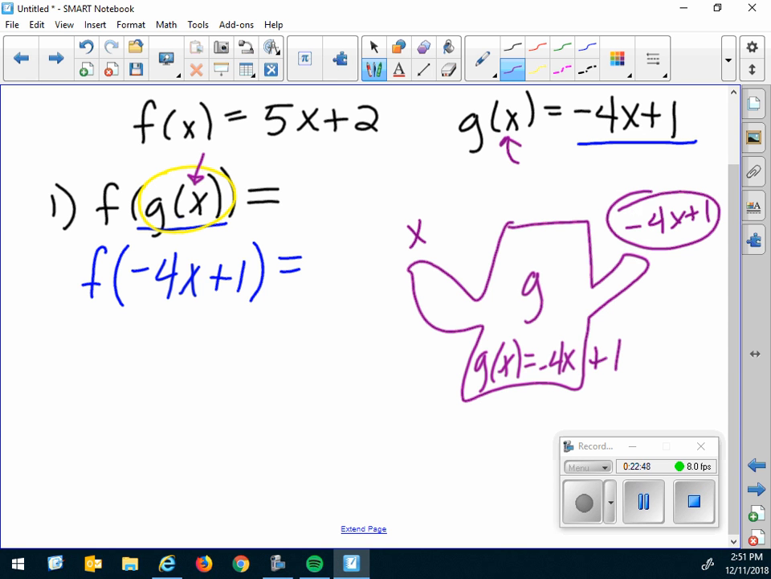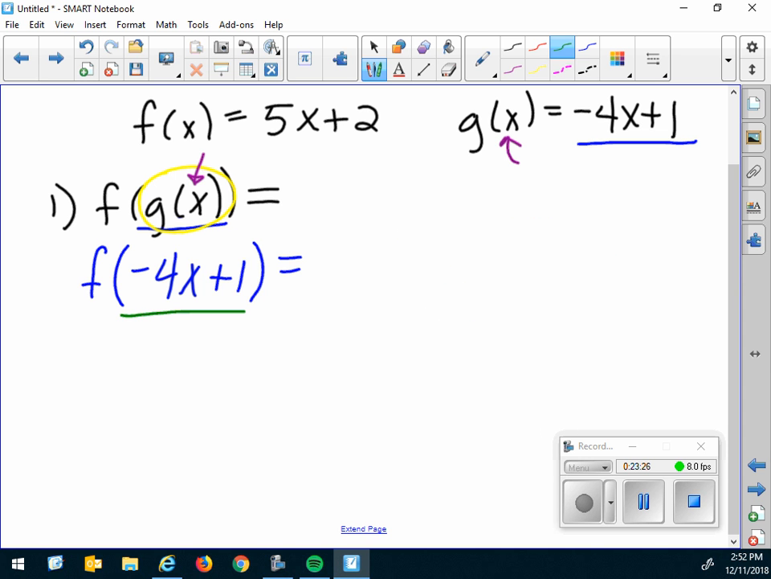So, here's what you have to think. How do I write it if this goes into F? Remember, if 2 goes into F, what do you do? I put 2 where x is, so I do 5 times it, and then add 2. So that's what I'm going to do with this.